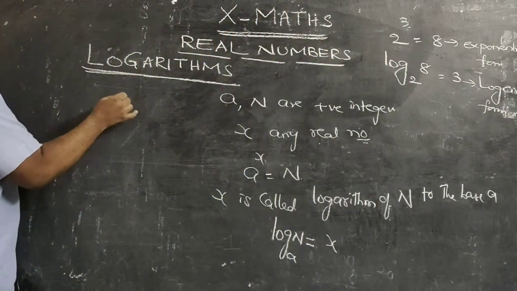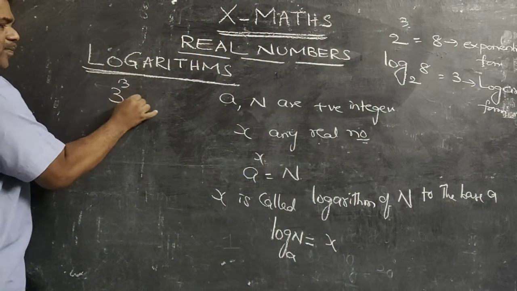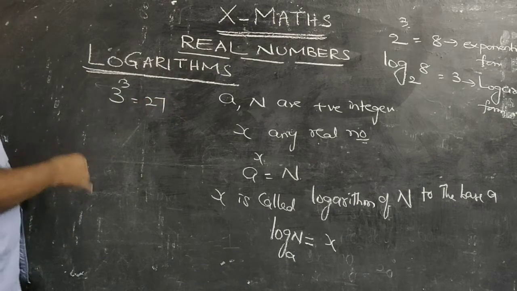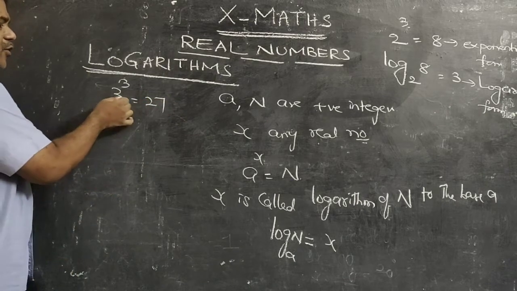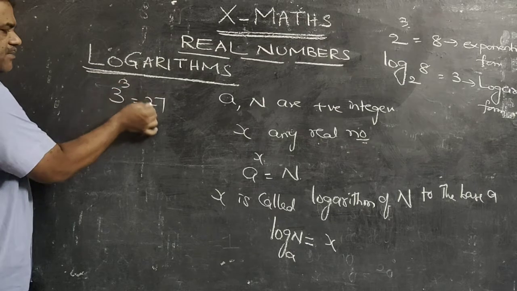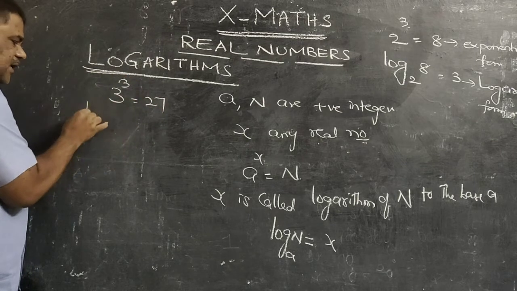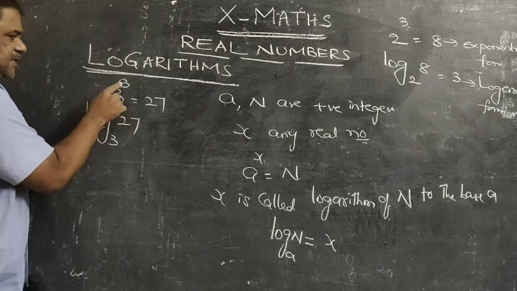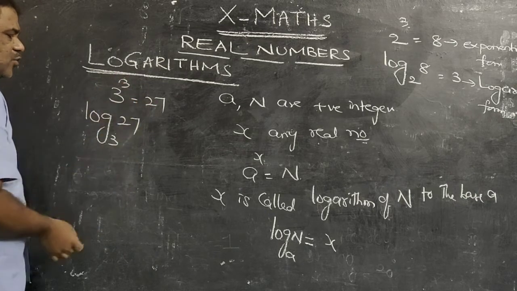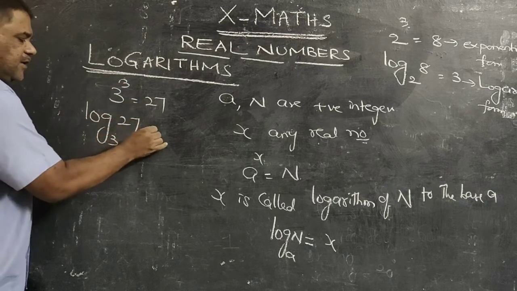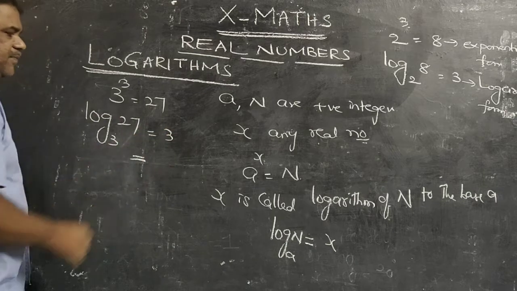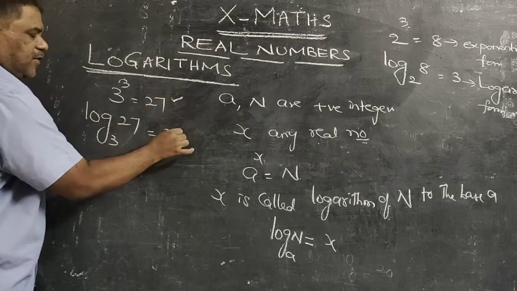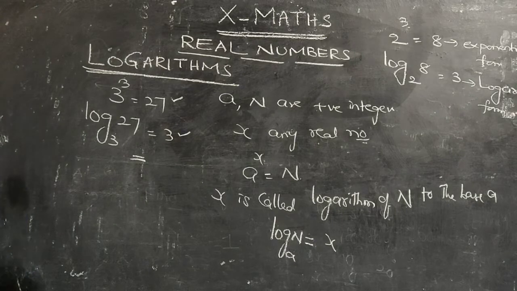Let us take another example. 3 cube is equal to 27. This is exponential form. When you apply logarithm, 3 comes here, 27 goes there. Let us apply logarithm: log 27 to the base 3 is equal to 3. This is called exponential form. This is called logarithmic form.